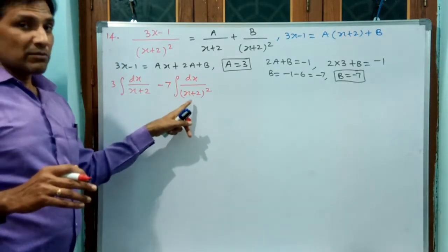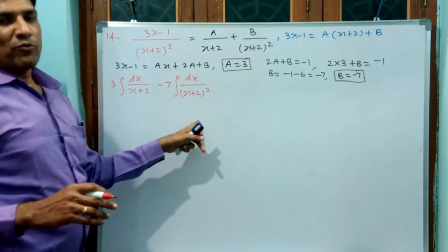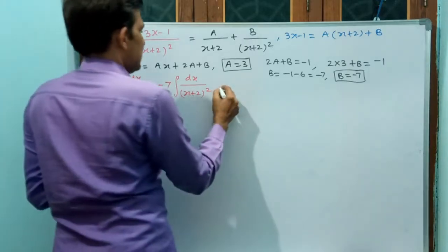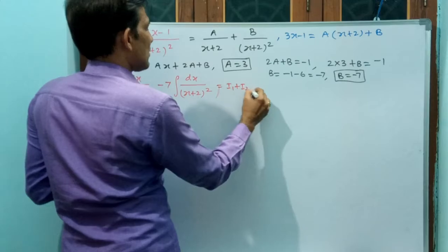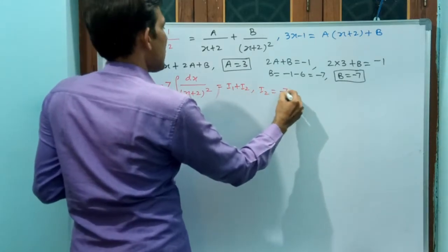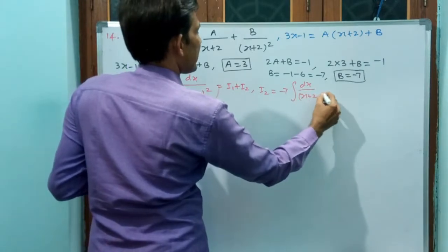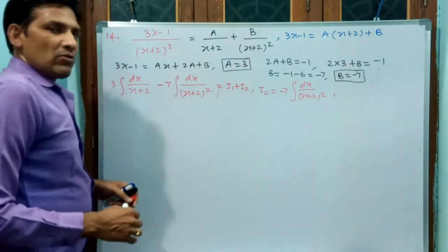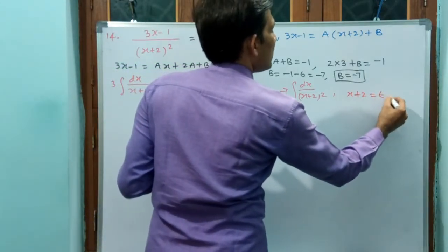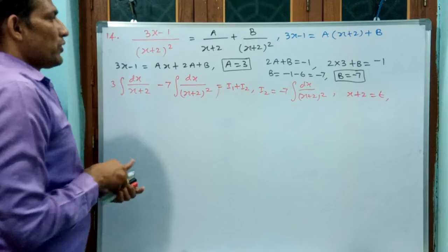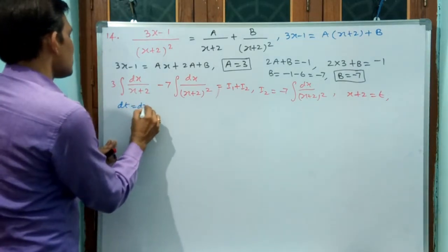But this you have to take some substitution. x plus 2 you have to take as t. That is why I1 plus I2 I am going to make, and I2 we will do separately. I2 is equal to minus 7 integral dx by x plus 2 whole square. What we have to take? We have to take x plus 2 as t. If you take x plus 2 as t, then what about dt? dt will be dx, that's all. dt is equal to dx.